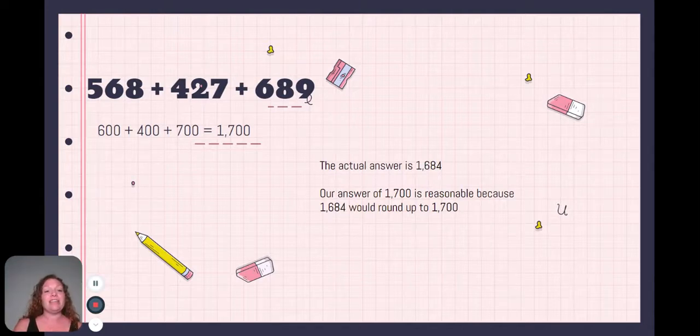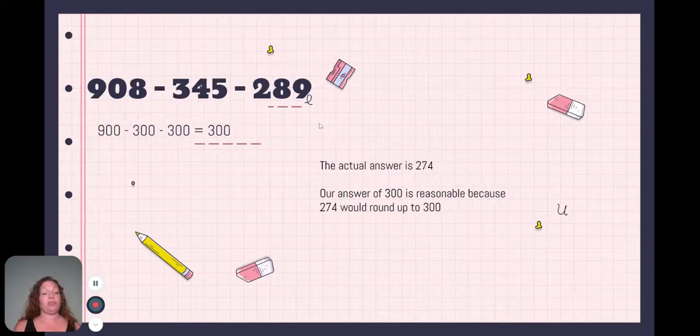Okay, so 568 is going to bump up to 600. And then 427 is going to bump down to 400. And 689 is going to bump up to 700. I'm looking at those bullies. I got a 6 that's a bully, and a 2 that's a wimp, and an 8 that's a bully, and that's why I rounded the way that I did. I add those up. 6 plus 4 plus 7 equals 17, so it's 1,700. It's a reasonable answer because if I added those in a calculator, my actual answer would be 1,684. So 1,700 is very reasonable.